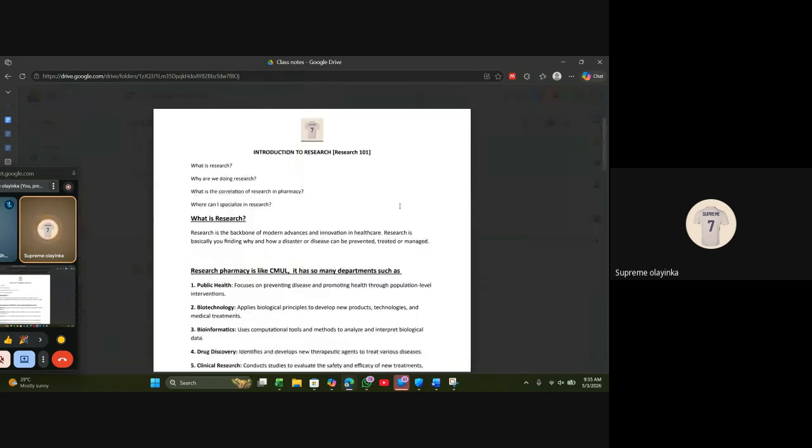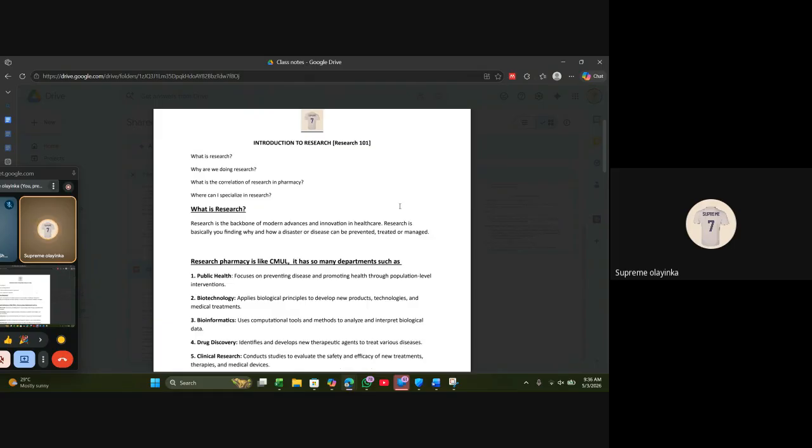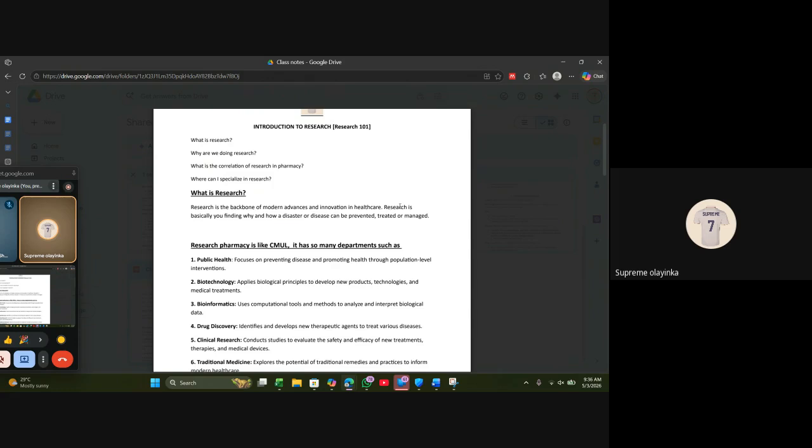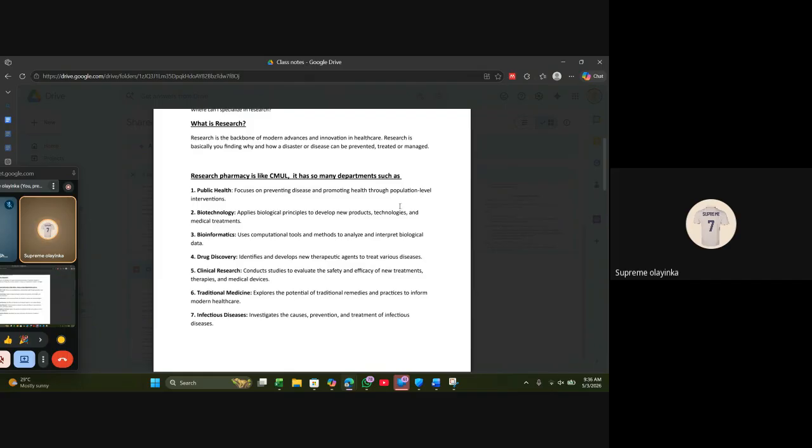So, what is research? Research is the backbone of modern advances and innovation in healthcare. So more like research is an innovation where we tend to provide solution, recommendation, and advance healthcare in the society or in any specific region. So we have different departments, we have different niches for research. We have public health, biotechnology, bioinformatics, drug discovery, clinical research, traditional medicine.